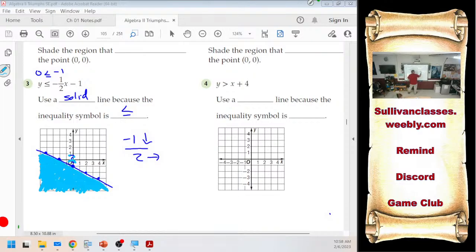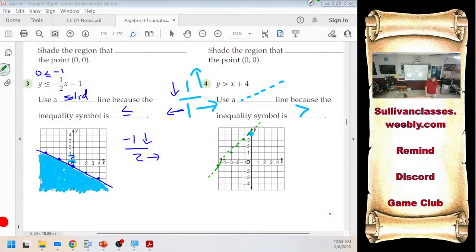Okay. Use a dotted line. Starting at 4, slope is 1, which I can also reverse to say, oh, there we go. So I'm going to go down 1, left 1, down 1, left 1, down 1, left 1, down 1, left 1. Dotted line. And now I show you a trick.